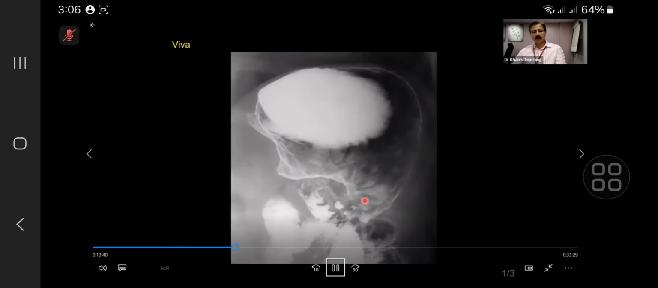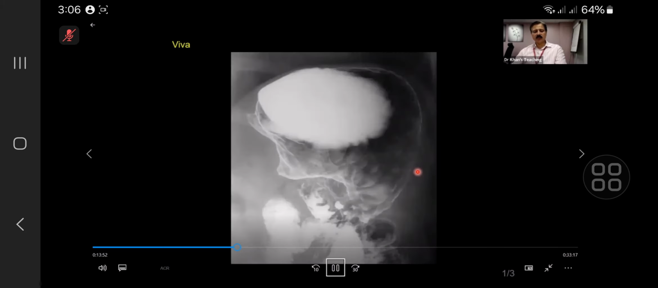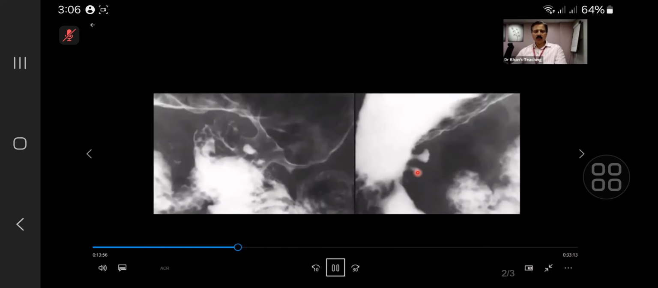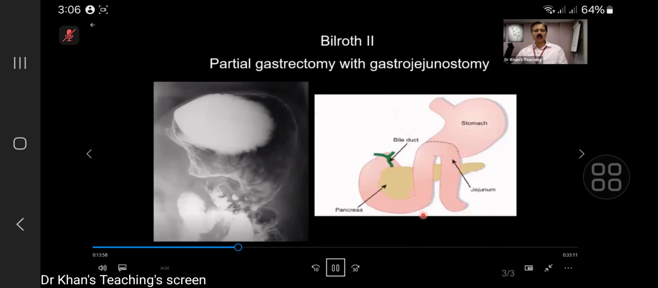If you see here, this is the stomach, and this is the site of the gastrojejunostomy, and with that there are projecting ulcers. But the key thing here is the story. What is the story? The story is that this patient has had surgery, and this is a classical exam film.